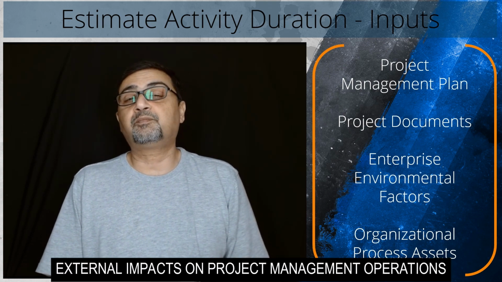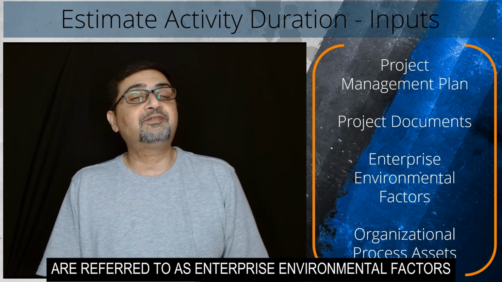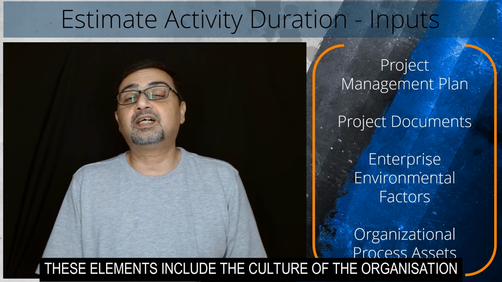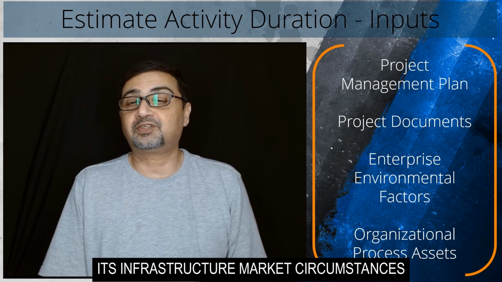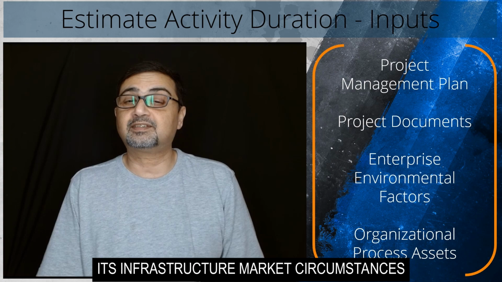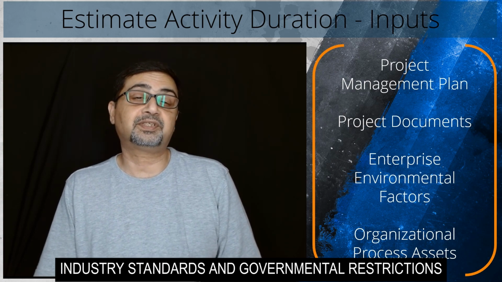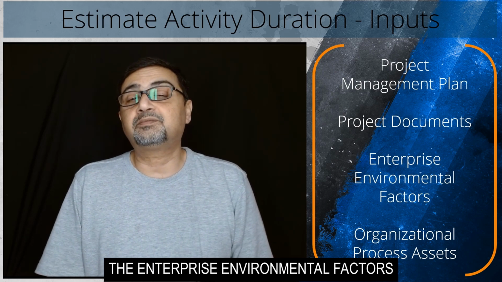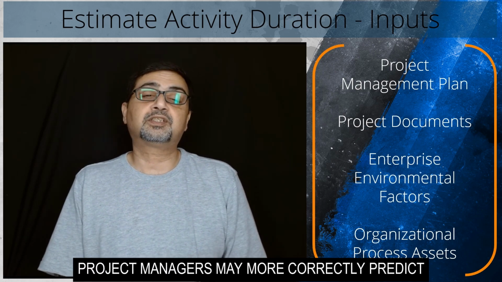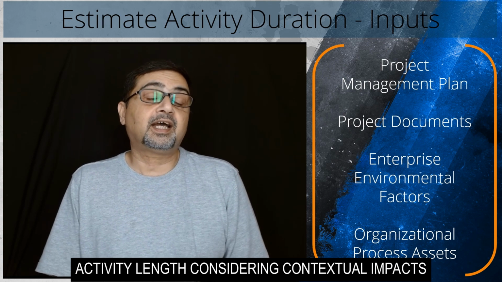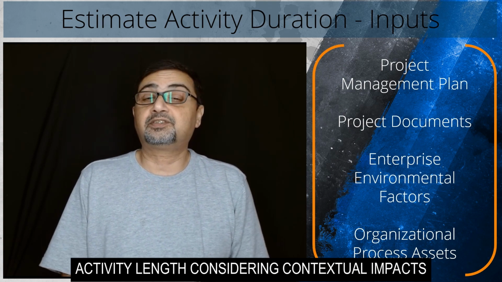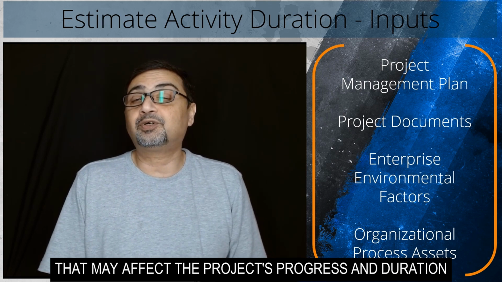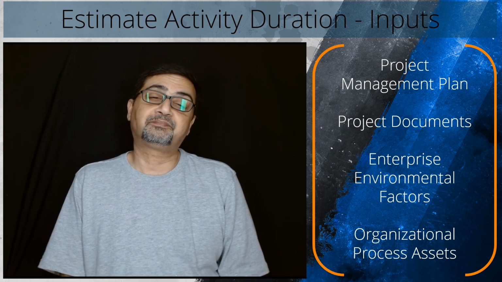External impacts on project management operations are referred to as enterprise environmental factors. These elements include the culture of the organization, its infrastructure, market circumstances, industry standards, and governmental restrictions. By taking into consideration the enterprise environmental factors, project managers may more correctly predict activity length, considering contextual impacts that may affect the project's progress and duration.